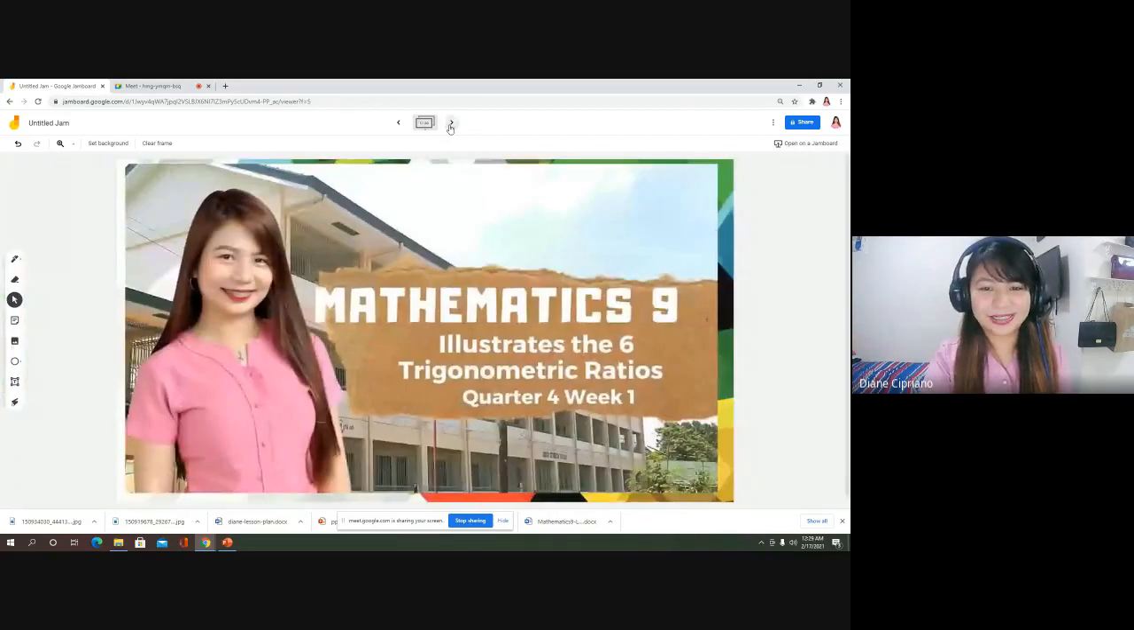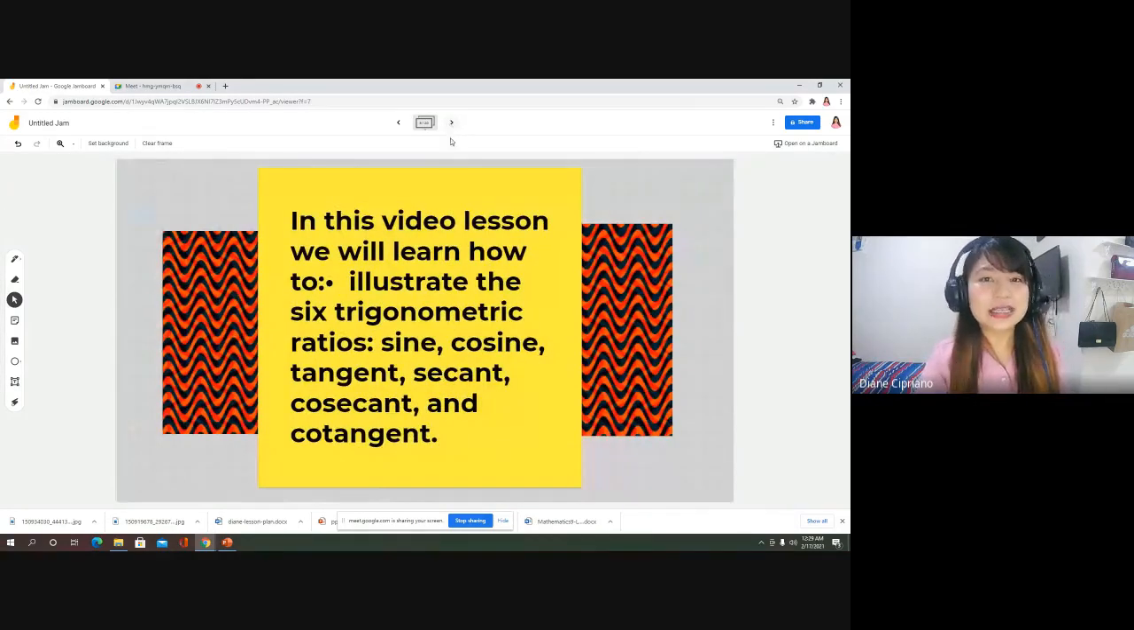So for quarter 4, week 1, we're going to study how to illustrate the 6 trigonometric ratios. In this visual lesson, we will learn how to illustrate the 6 trigonometric ratios such as sine, cosine, tangent, secant, cosecant, and cotangent.